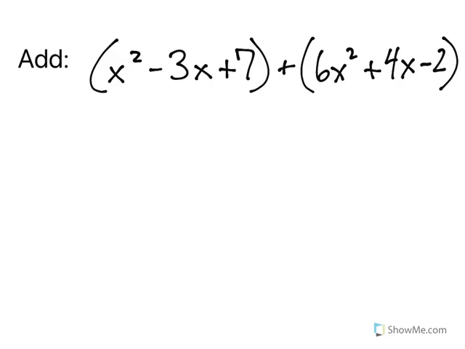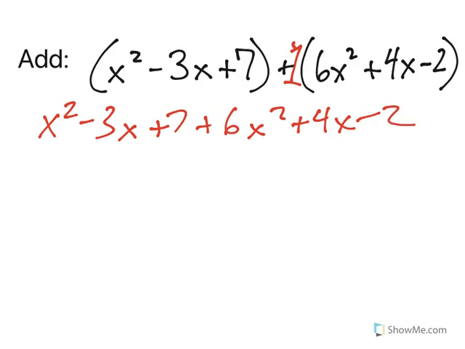Because if you think about what this looks like, this is like a plus 1 times the entire polynomial. Well, you'd like distribute a 1. It doesn't change anything. So this is really the same as x squared minus 3x plus 7 plus 6x squared plus 4x minus 2. I can rewrite these without parentheses. That's not a problem. And now I want to find my like terms.